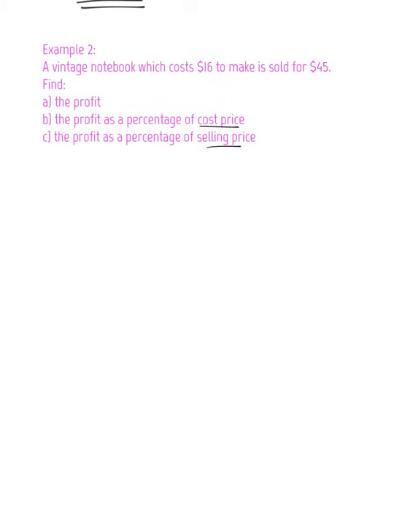Now, over here in the very last example, we're having a look at profit percentage in terms of cost price and selling price. So it says a vintage notebook which costs $16 to make is sold for $45. It says A, find the profit. So we know that the profit is selling price minus cost price. So I'm just going to write SP for selling price and CP for cost price. And that's 45 take away 16. And that gives us $29.